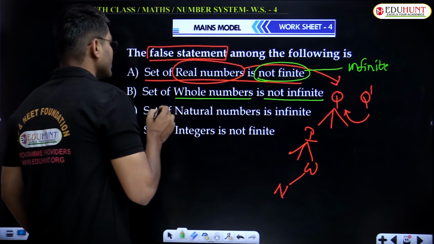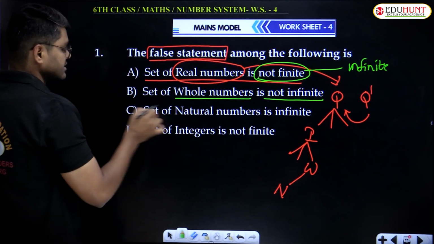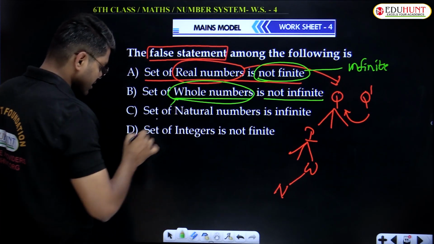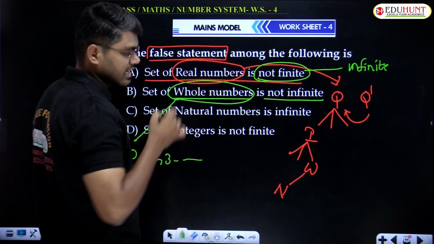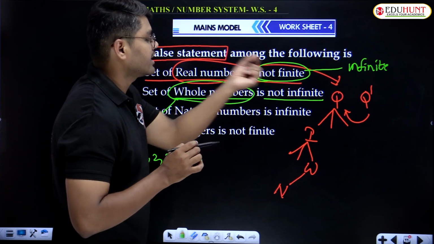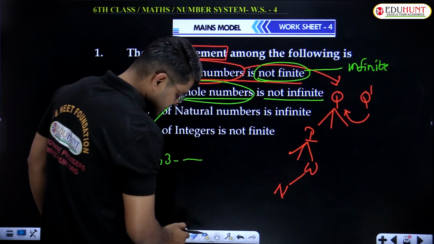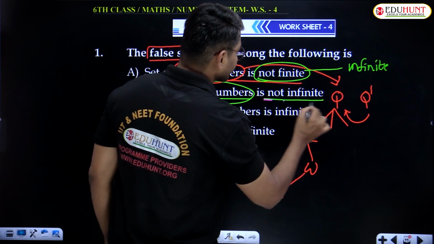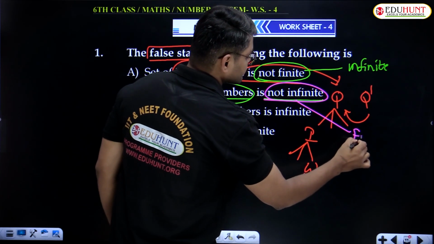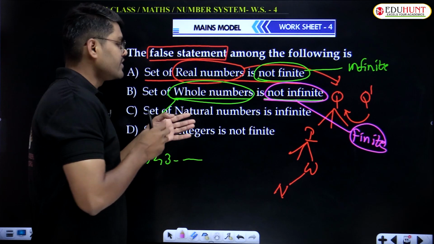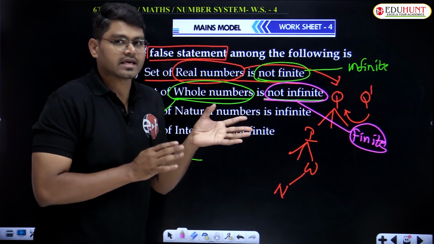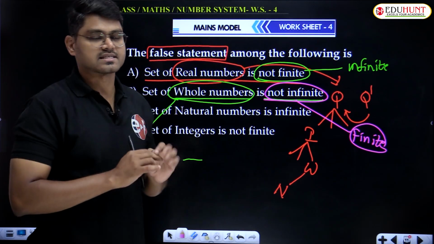What are whole numbers? Whole numbers are nothing but 0, 1, 2, 3 and so on like that. So this is not infinite. Not infinite means finite. Finite means the whole numbers can be stopped somewhere.